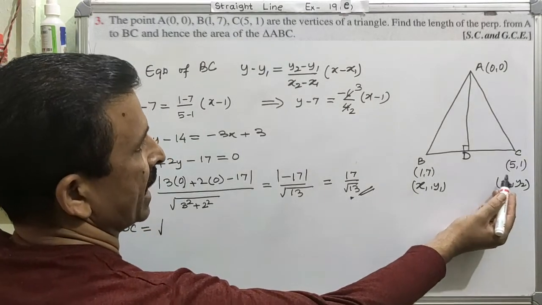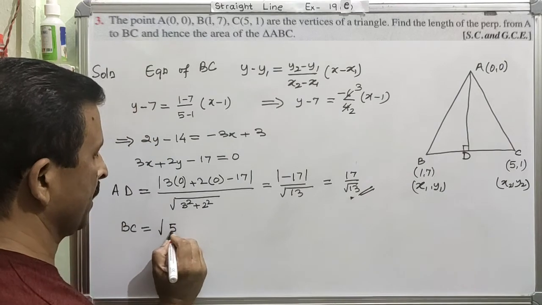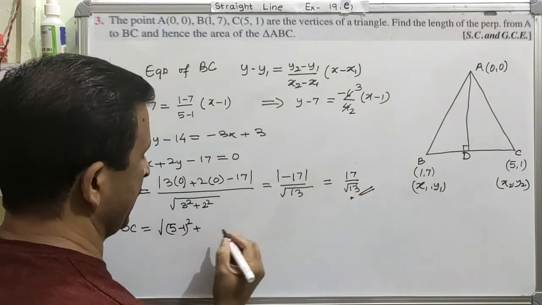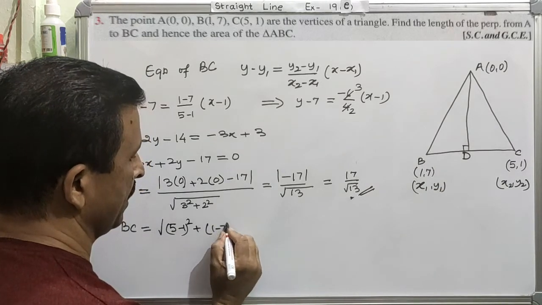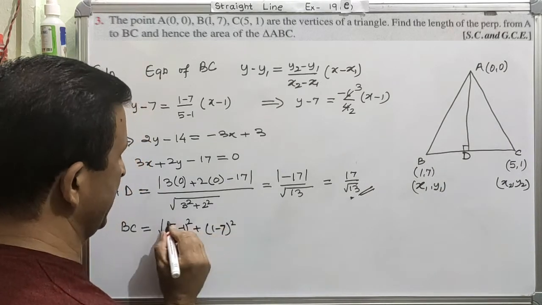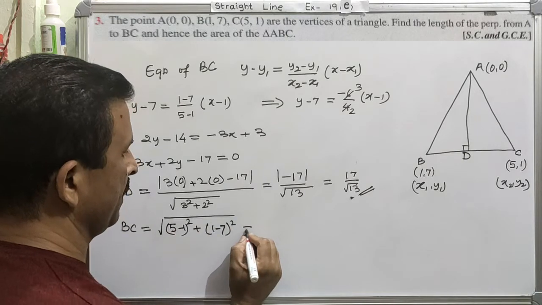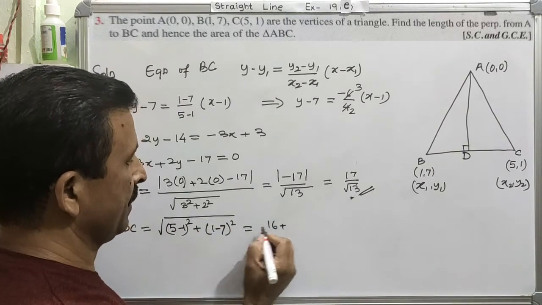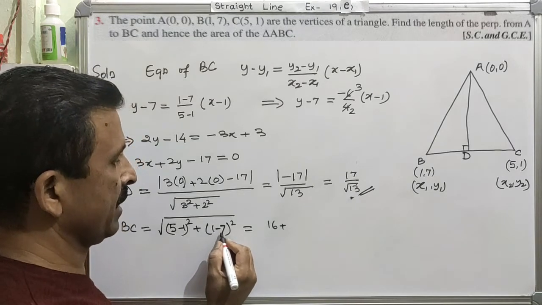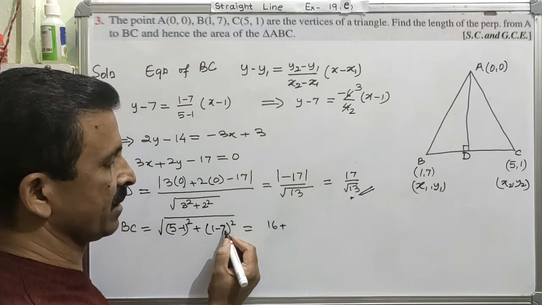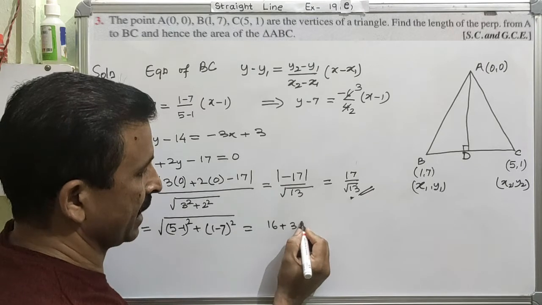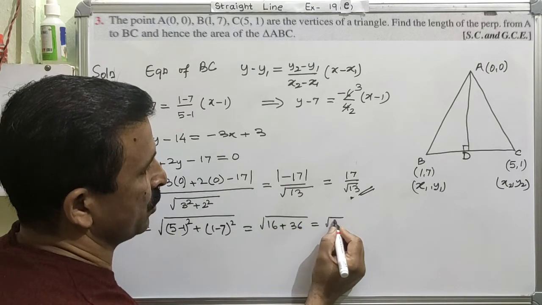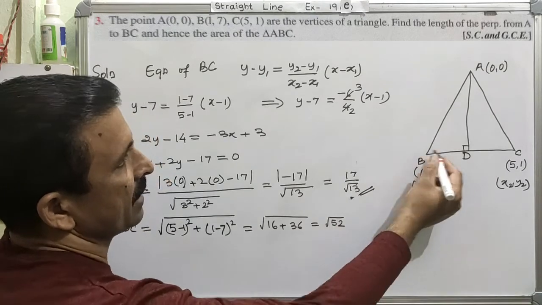Square root of (x2 minus x1), 5 minus 1, whole square, plus 1 minus 7, whole square. This is 4 square, means 16. This is 6 square, right? Minus 6, and then when you square it, it will become positive. So 36. So this comes as equal to 52. Finally, we got the length of BC also.